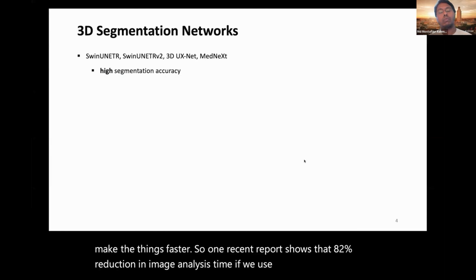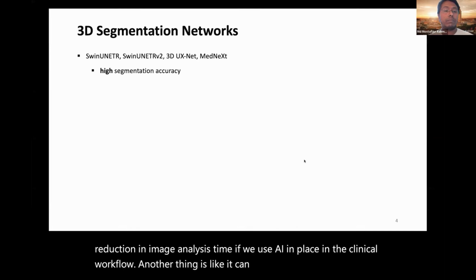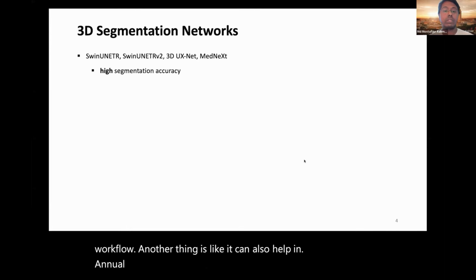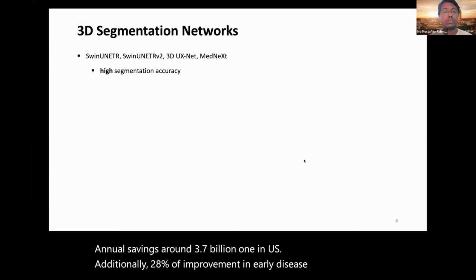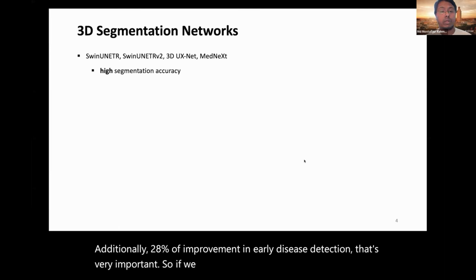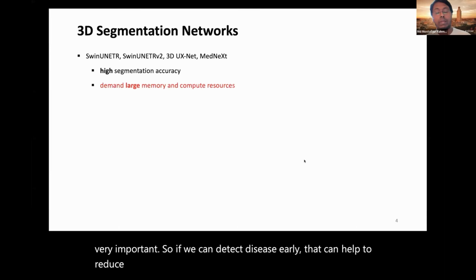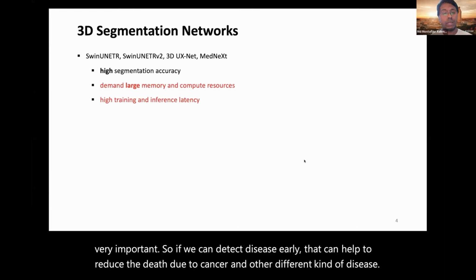Let's look at the methods we use for this kind of 3D segmentation task. Some of the very popular methods are SwinUNETR, SwinUNETR version 2, 3D UX-Net, and MedNeXt. Among these, SwinUNETR and SwinUNETR V2 are transformer based, and 3D UX-Net and MedNeXt are CNN based. All of these methods have high segmentation accuracy. However, they come with very large compute and memory demands, and that requires high training and inference latency.